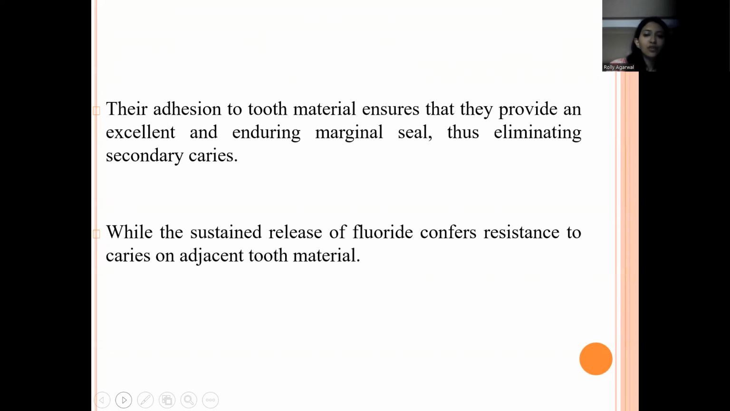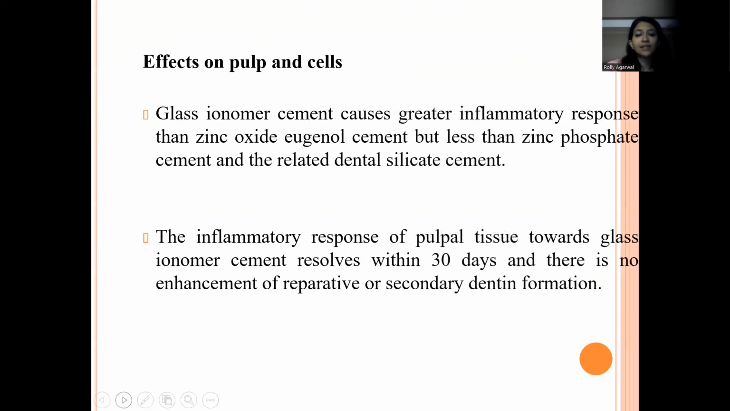With sustained release of fluoride, it confers resistance to the adjacent tooth structure also. The fluoride will get incorporated in the adjacent tooth structure, and that will also lead to formation of fluorapatite.